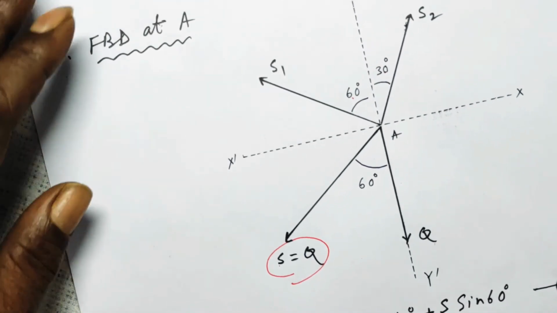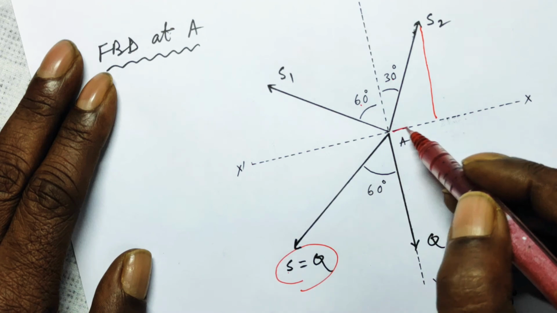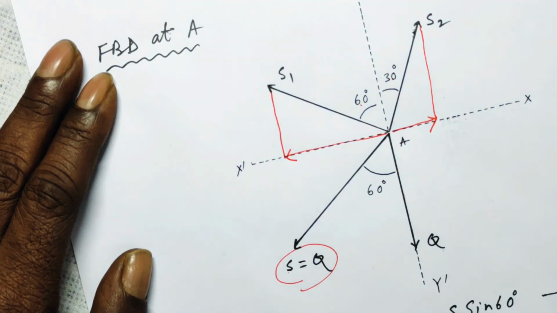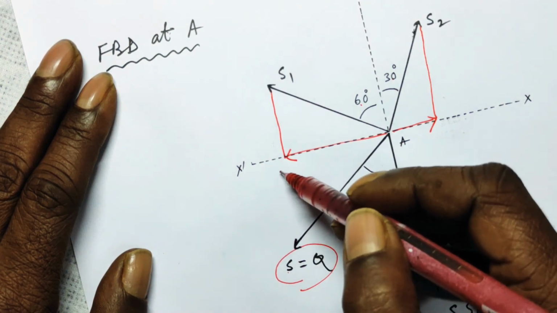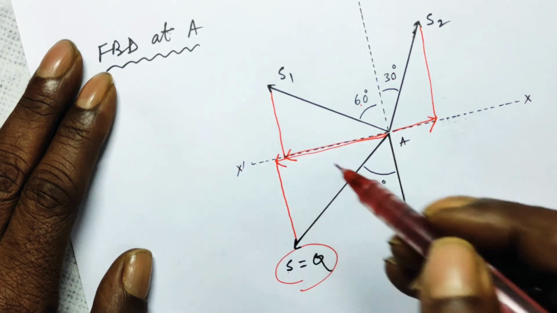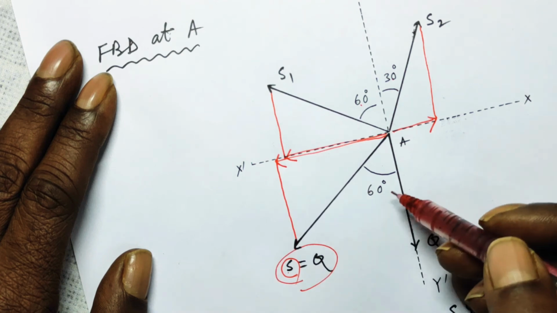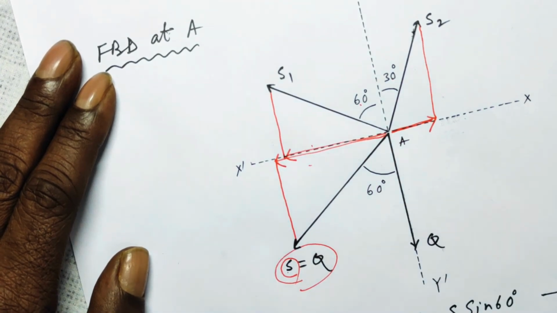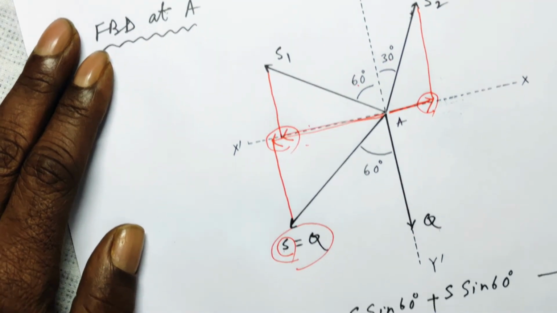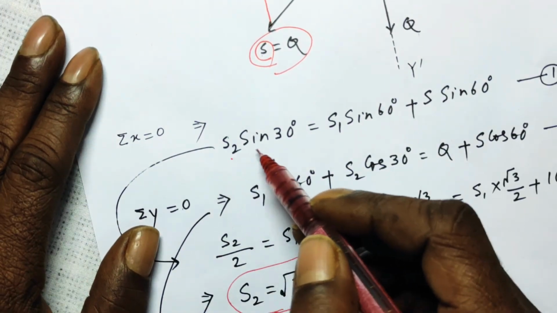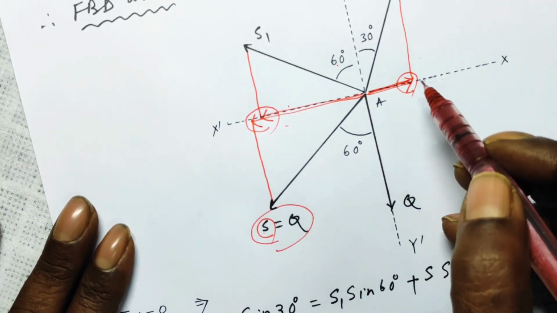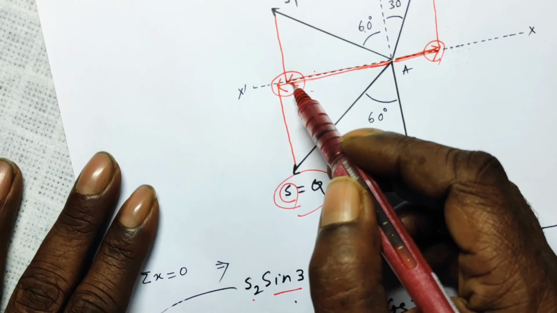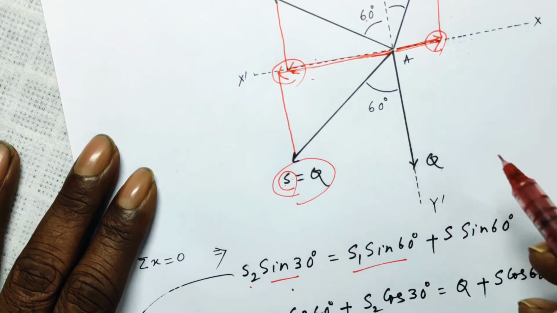Now, apply sigma x is equal to 0. Means if you drop a perpendicular here, this one will be your S2 sine 30. And if you drop a perpendicular here, this one from here to here will be your S1 sine 60. And from here, if you drop a perpendicular, from this point to this point will be S times sine 60, because it is in front of the angle 60. And so two forces are in the negative x-axis, one is along positive x-axis. So the sum of these two must be equal to this for the condition of equilibrium. So that is what I have written. So S2 sine 30, that is this one, is equal to S1 sine 60, that is this one, plus S times sine 60.